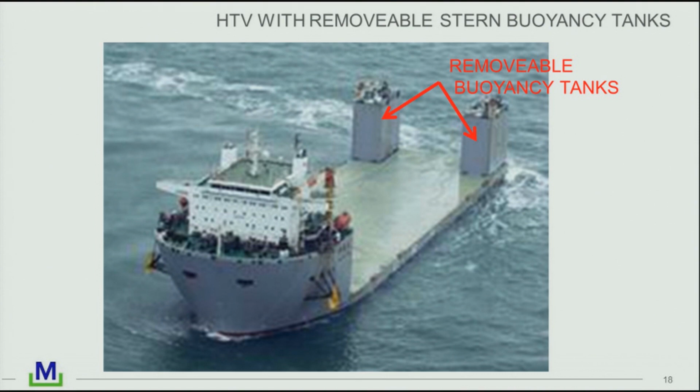Many of the heavy transport vessels have these removable buoyancy tanks. So if they're carrying a floating cargo, they have these at the stern. If they're carrying a big module, it's probably stored here at the bow or not taken on board at all.